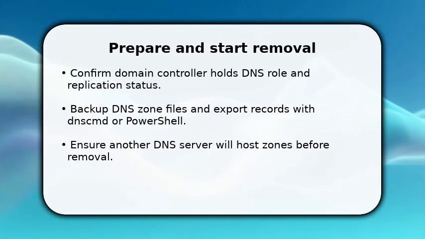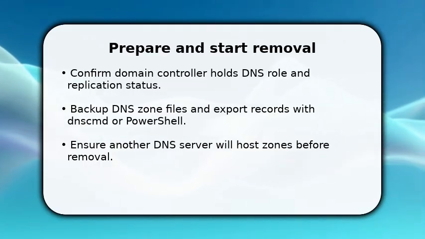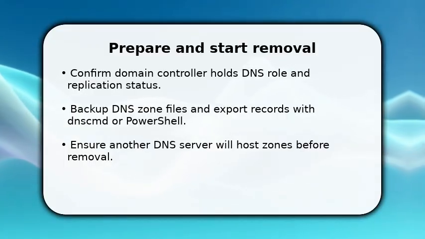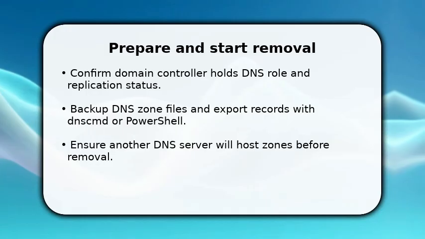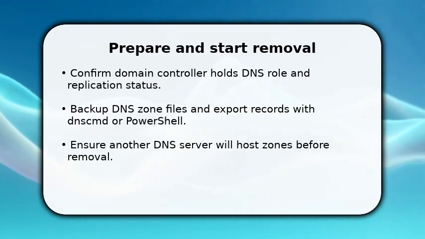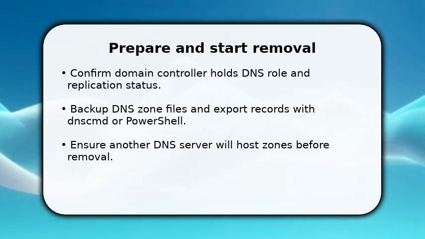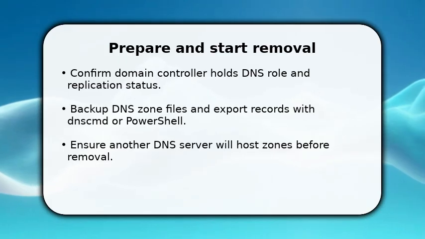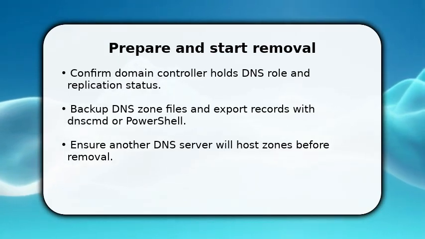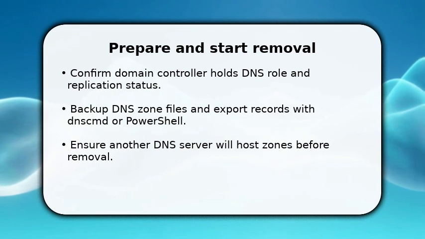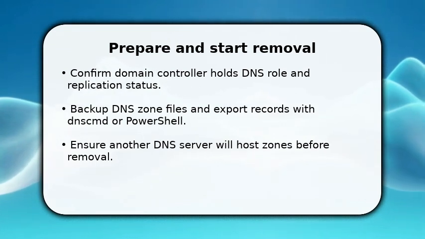You begin by verifying which domain controller currently hosts the DNS role and that Active Directory replication is healthy. This prevents data loss. Next, export or back up DNS zones using PowerShell or DNSCMD so you can restore records if needed. Once backups are complete, make sure another authoritative DNS server is ready to host the zones and clients are pointed to it, because removing DNS without a replacement breaks name resolution across the domain.